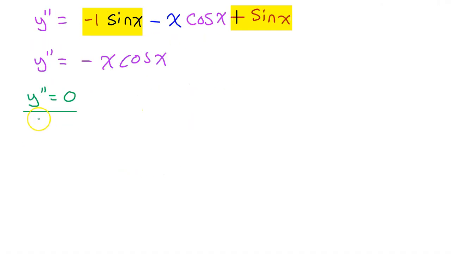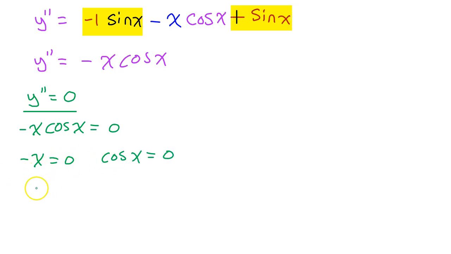Now it's time to find the critical values where y double prime is equal to 0. Normally we would also consider where y double prime is undefined, but cosine is defined everywhere. So let's just take negative x cosine x and set that equal to 0 and solve. We can solve by setting each one of these factors equal to 0 separately. Dividing by negative 1 gives us x equals 0 for the first critical value.